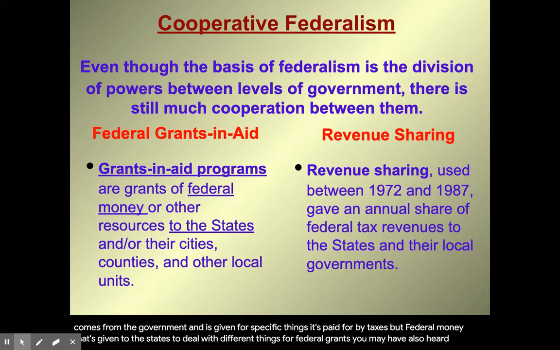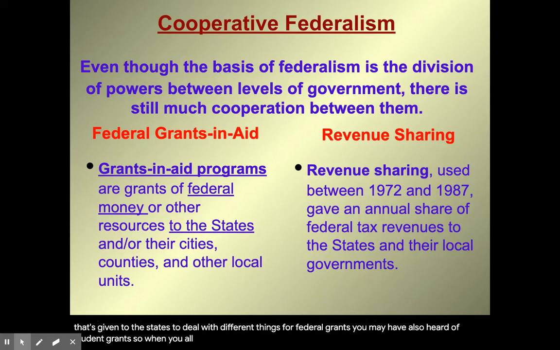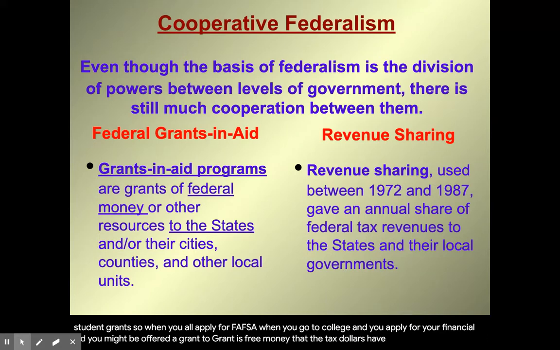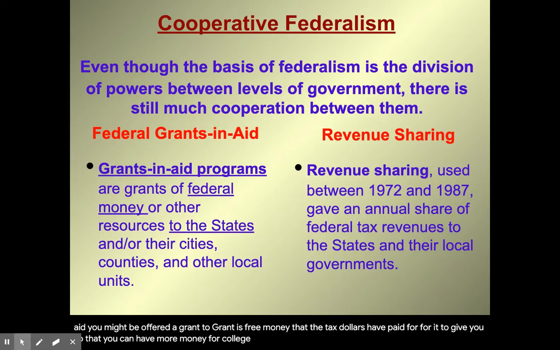You may have also heard of student grants. So, when you all apply for FAFSA, when you go to college and you apply for your financial aid, you might be offered a grant. A grant is free money that the tax dollars have paid for to give you so that you can have more money for college.